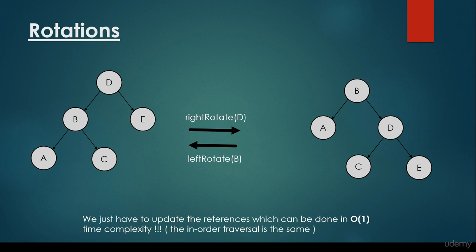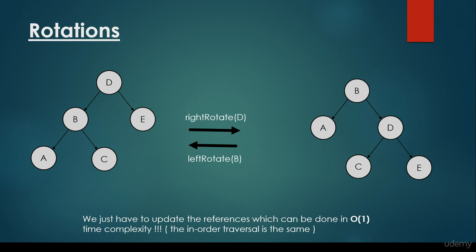So, for example, if we want to make a right rotation on D, the root node, then the left child of the root node, B, is going to be the new root node, D is going to be the right child of B, and it's very important that C is going to change in the sense that it's going to be the left child of D after the rotation instead of the right child of B. So I think it's pretty intuitive. We just have to rotate the whole structure to the right.